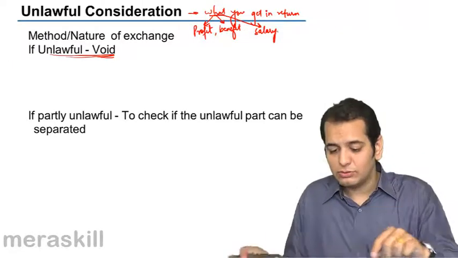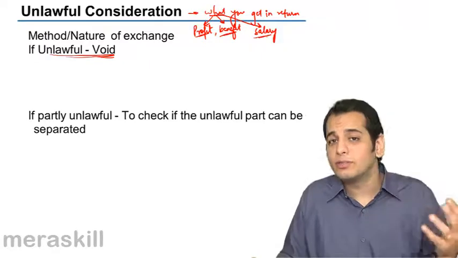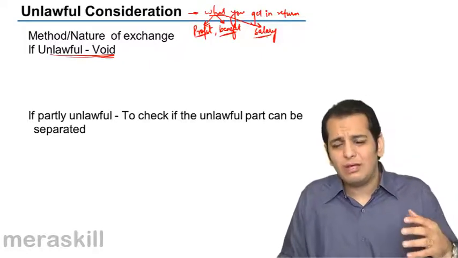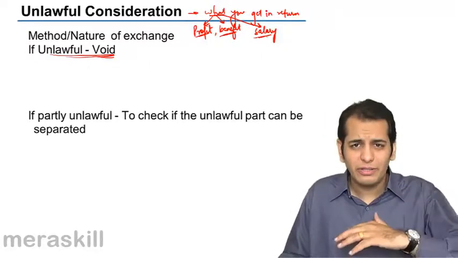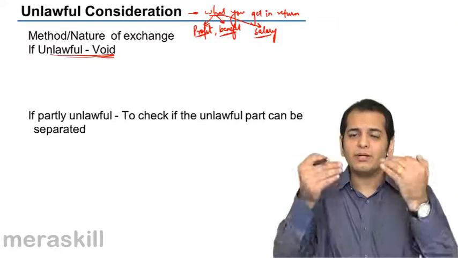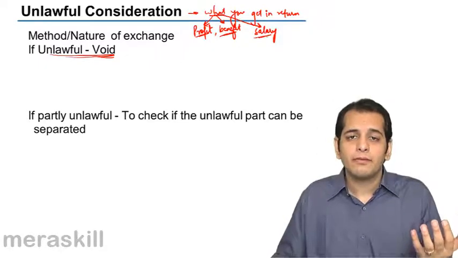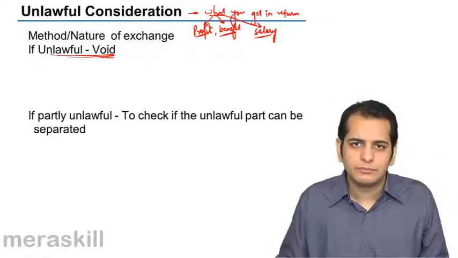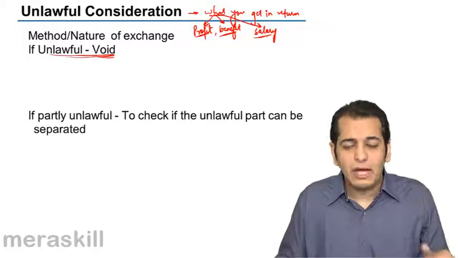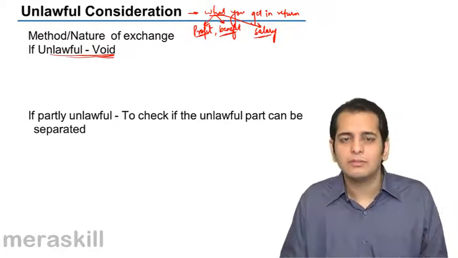Now, this profit, this benefit, this salary needs to be lawful. Now, how can profits be unlawful? How can a salary be unlawful? How can something that you get in return be unlawful? We have understood that object can be unlawful. But how can something that you get in return be unlawful? I'll give you an example.